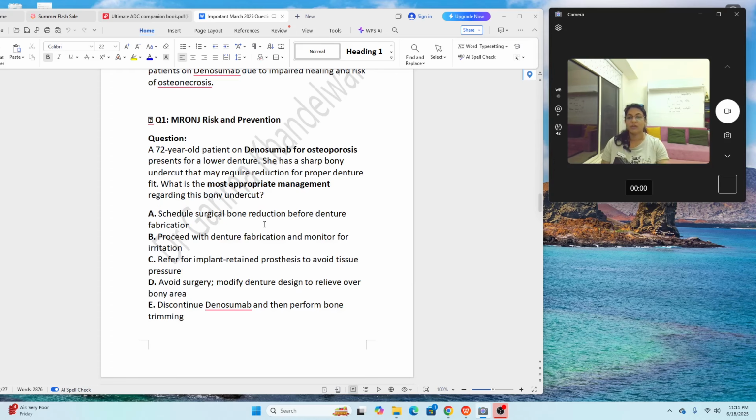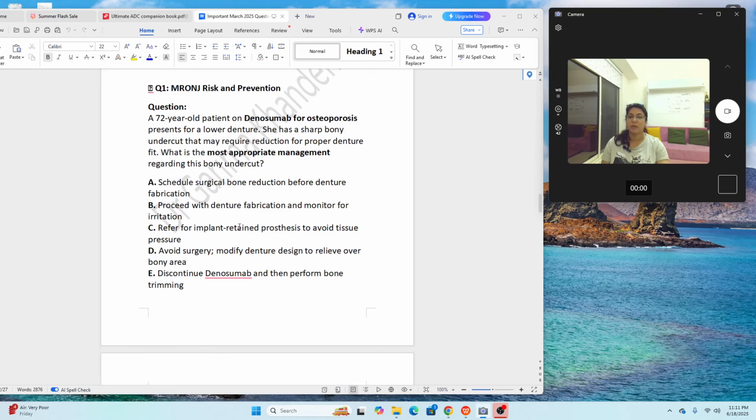Option A: schedule surgical bone reduction before denture fabrication. Option B: proceed with denture fabrication and monitor for irritation. Option C: refer to implant-retained prosthesis to avoid tissue pressure. Again, high risk, contraindication, implant, it's out of the window. Option D: avoid surgery, modify denture design to relieve over the bony area. Option E: discontinue denosumab and then perform bone trimming. Discontinue denosumab, you are not the general physician for the patient, and you have no right to discontinue any systemic medication that the patient is taking. So option E is also out of the window.